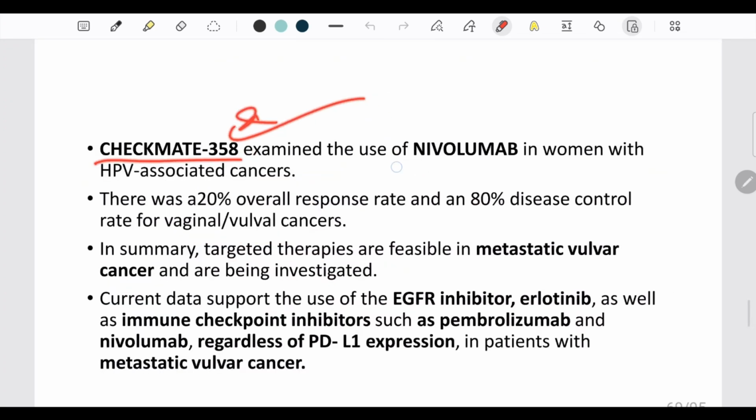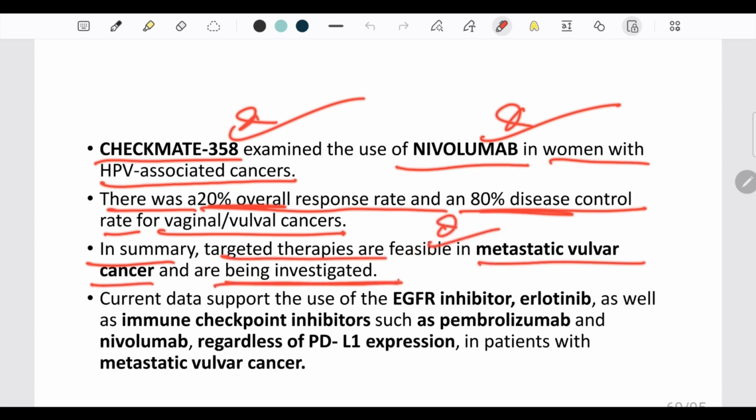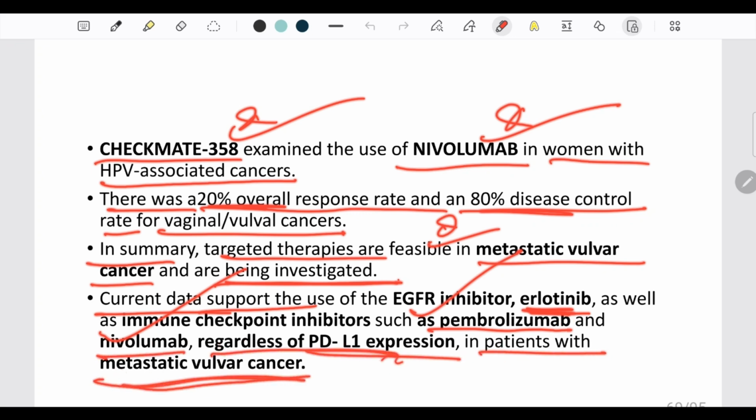Checkmate 358 examined the use of nivolumab in women with HPV-associated cancer. There was a 20% overall response rate and 80% disease control rate for CA vulva or vagina. In summary, targeted therapies are feasible in metastatic vulval cancer and are being investigated. Current data support the use of EGFR inhibitors like erlotinib as well as immune checkpoint inhibitors like pembrolizumab and nivolumab, regardless of the PD-L1 expression in patients with metastatic vulval cancer.